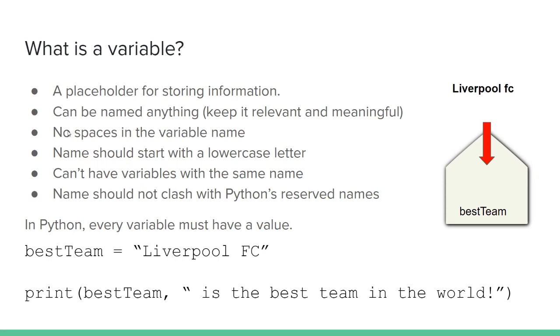So if you look here, this is how you assign a variable. I say best team is equal to Liverpool FC. Essentially, I create a string literal of Liverpool FC and assign this to best team. And when I say print, remember print outputs something to the terminal. Here the input is our variable that is storing Liverpool FC, and I've added a string to it saying is the best team.